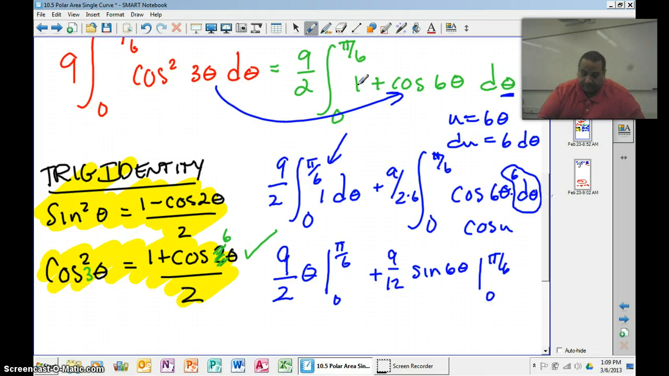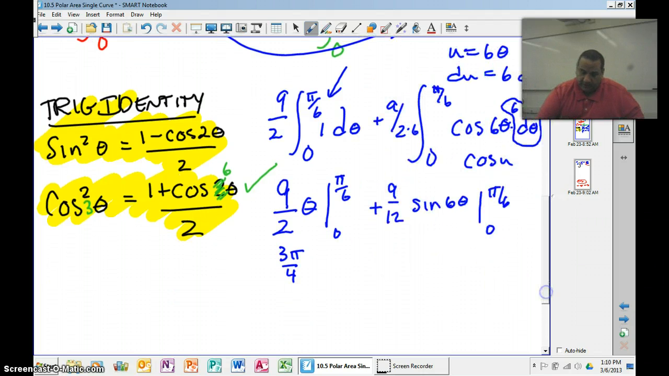So now I have, I don't know what this becomes. Help me. 9 pi over 12. 9 pi over 12 is something like 3 pi over 4. Okay? And then when you put 0 in, it's nothing. So then it's plus. Let's do this one. Let's put pi over 6 in.